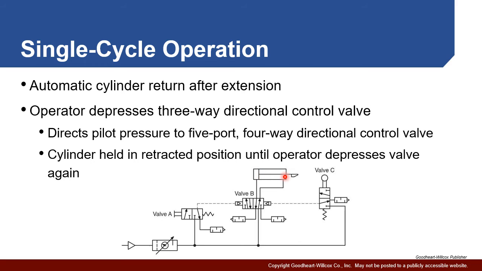So it extends our cylinder. Eventually, this cam surface is going to hit valve C and it's going to change the position, right? In its unactuated position, the pilot line is vented. In its actuated position, the pilot line receives pressure. This is going to push the valve back and cause the cylinder to retract, right? So it'll automatically extend once the button's pushed, and then automatically retract. It'll stay in that position. It's held in that position until the operator pushes this again.